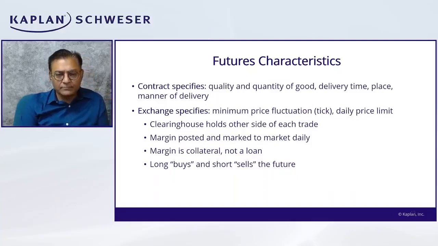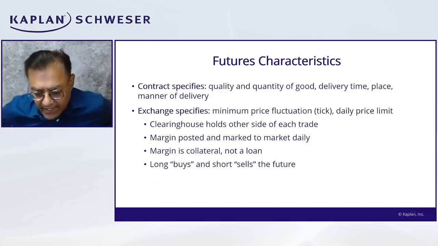A futures contract is simply a standardized forward contract. So it's basically the same thing as a forward contract, except that it is standardized. And why is it standardized? Because it is exchange traded. So futures contracts are standardized forward contracts, and they have standardization with respect to the quality and quantity of the good that is covered by the contract, the delivery time, delivery date, the place of delivery, and the manner of delivery. Everything is clearly specified.